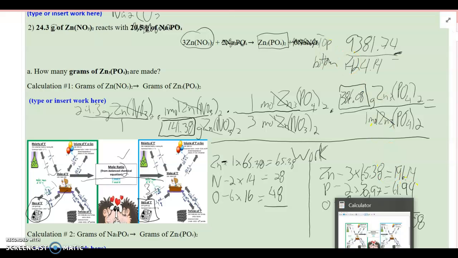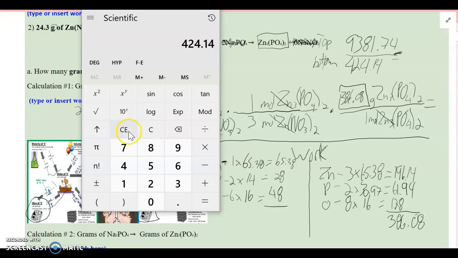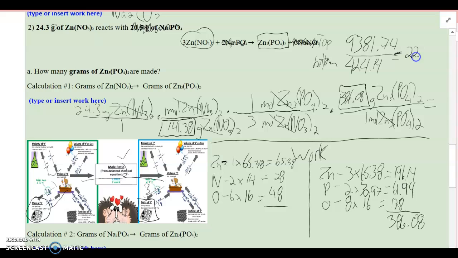The drum roll. After 12 minutes and 47 seconds of working non-stop, my answer is going to be 9,381.74 divided by 424.14. 22.119, 22.12. My final unit is grams. That's the only thing that hasn't canceled out. Grams of Zn3PO4 twice.